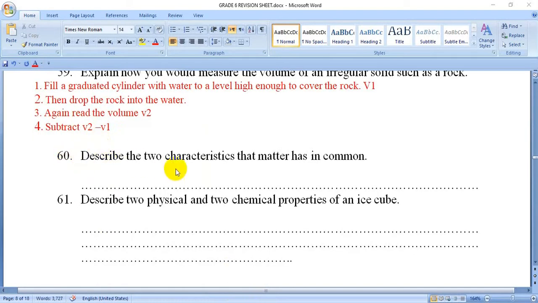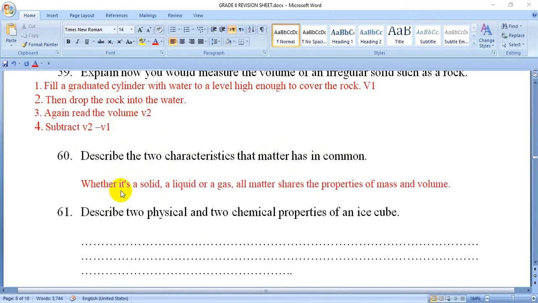Question 60. Describe the 2 characteristics that matter has in common. Matter has 2 things, mass and volume. So whether it's a solid or a liquid or a gas, all matter shares the properties of mass and volume. So mass and volume.